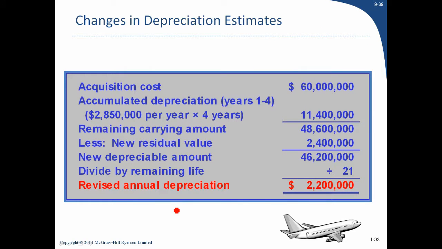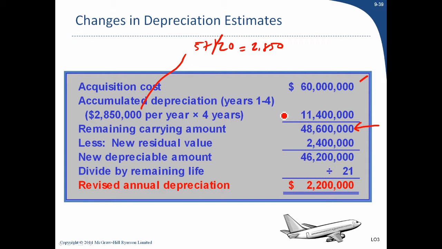Remember, we need to put ourselves in that year and say, going forward, how much more do we have to depreciate? How much have we depreciated to date, and how much more do we have to go? Up until here, this is all standard stuff. The acquisition cost is 60, and accumulated depreciation for years 1 to 4 is $2.85 million per year, that's just the 57 divided by 20, right? $2.85 million per year times 4 years. So we would have booked this journal entry 4 times.